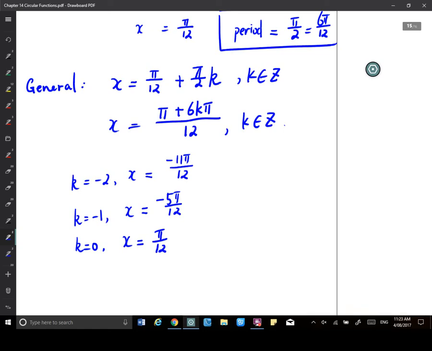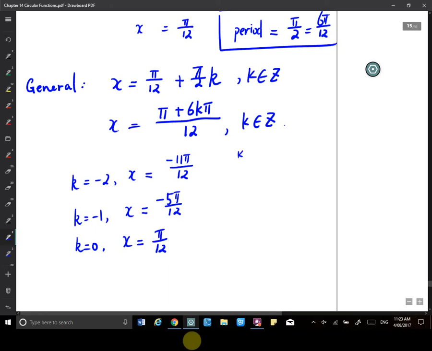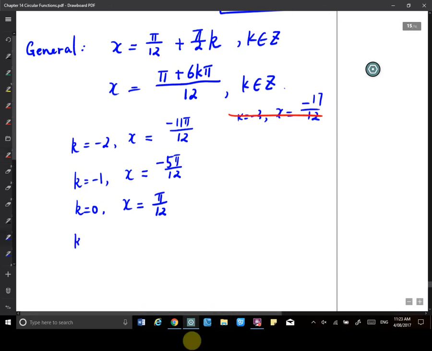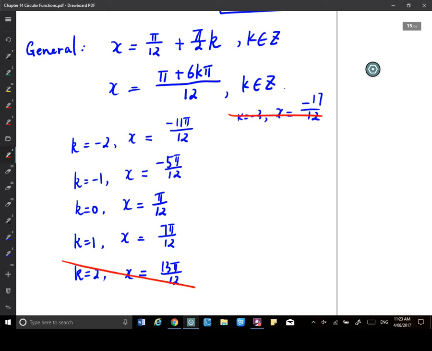But I can't have k equals minus 3. If k equals minus 3, x is minus 17 pi on 12. That's out of the domain, which is negative pi to pi. So I can't have minus 3. I'll stop here and try the positive side. When k is 1, x is 7 pi on 12, plus a pi on 2. And when k is 2, x is 13 pi on 12, which is out of the domain because it's negative pi to pi.